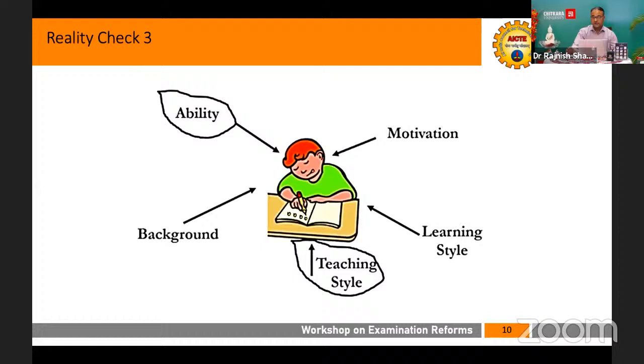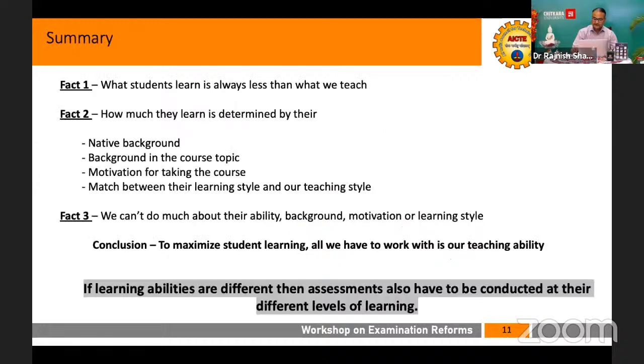I'm taking a pause for 10 seconds over here and really request you to think about this. Is it true? Yes, it is true. So in a class of 60 students, 100 students, whatever is the size of the class, all learners do come with different kinds of ability. And if I have to summarize all these three reality checks, I can easily say: what students learn is always less than what we teach. Fact two, how much they learn is always determined by their native background.